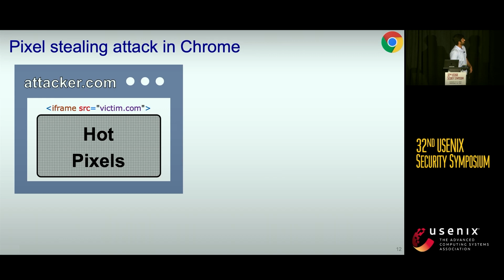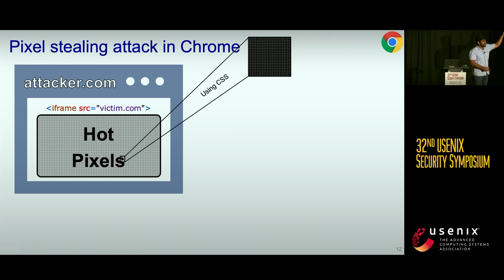Now, I would love to read the values of the pixels inside this iframe, but Chrome would not allow me to do that. But I want to do that. How do I read these pixel values? So I isolate a single pixel and inflate it to the entire screen. I use a bunch of CSS tricks to do that.